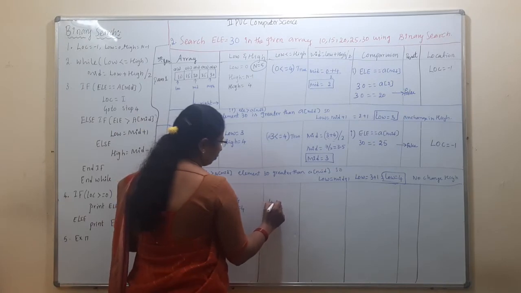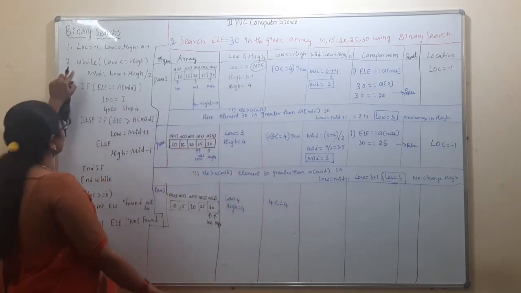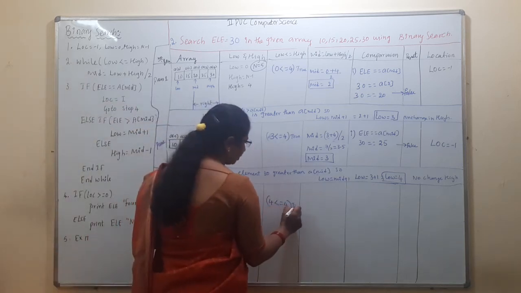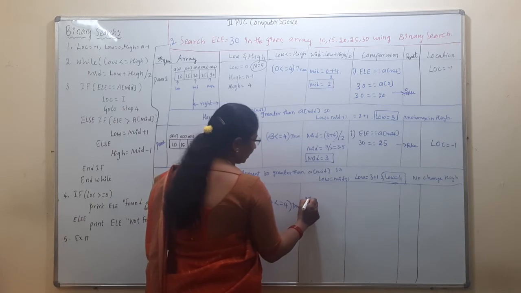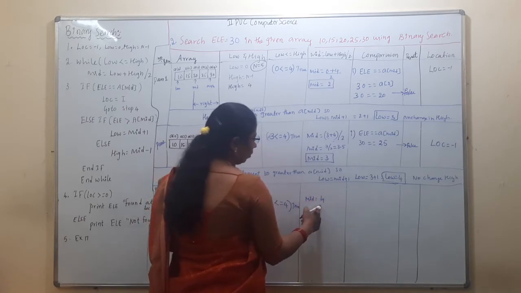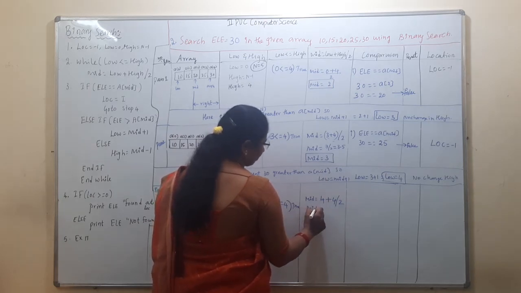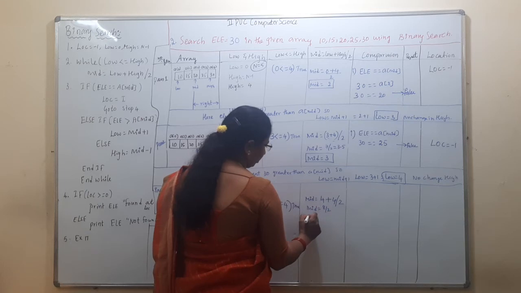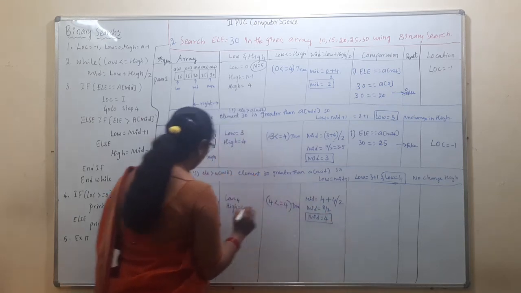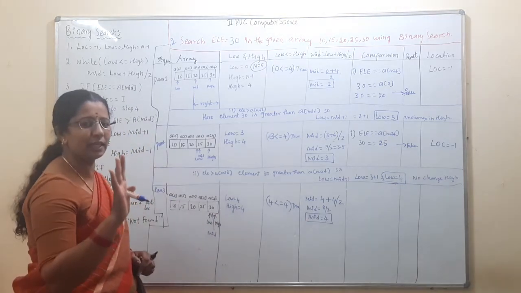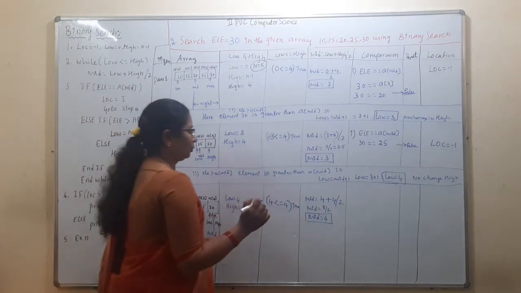Then, is 4 less than or equal to 4? Again we are checking the while condition. Yes, the condition is true. If this condition is true, only then do we find the mid value. Mid equals low plus high divided by 2. You will get mid equal to 8 by 2, that is mid equal to 4. So low, high and mid are all at location 4.